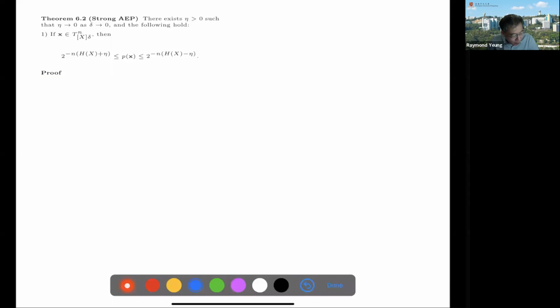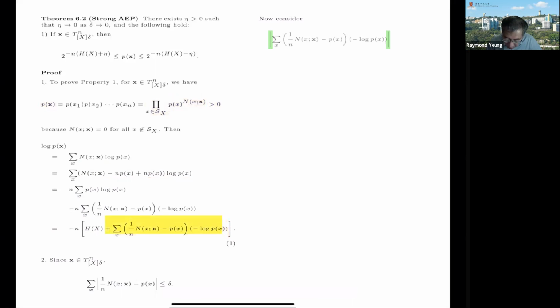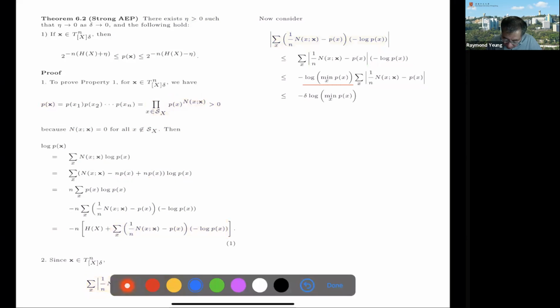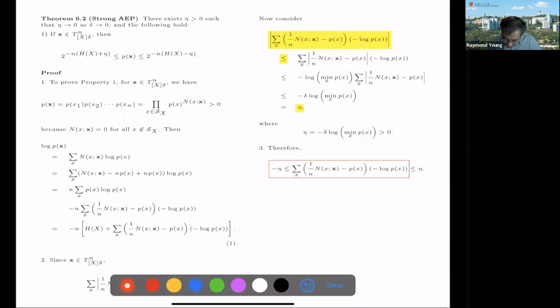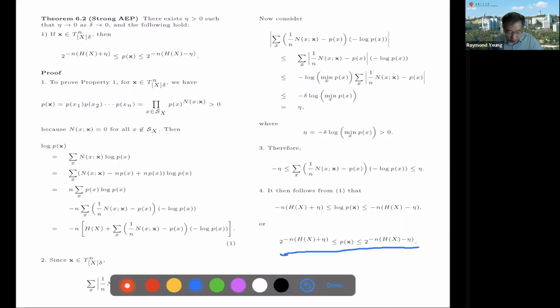And in the interest of time, I'll just highlight the steps in the proof. The steps of the proof are nothing more than applying the weak law of large numbers. So it's a relatively simple application of the weak law of large numbers, which I won't bore you with in the interest of time. After all these things, you have the right setup, you end up having this. So this is the first property of the strong AEP.